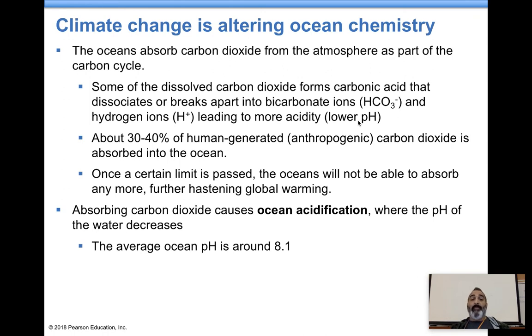All right. About 30 to 40% of human-generated carbon dioxide is absorbed in the ocean. That's a lot. We make a lot of carbon dioxide. Okay. Eventually, they believe that the ocean is going to be saturated and it won't be able to absorb any more, which is going to increase the rate of global warming, is what scientists believe. What happens? Well, as carbon dioxide is absorbed, we just said bicarbonate and H+ ions are created because of carbonic acid. pH decreases. Okay. That's what happens there.